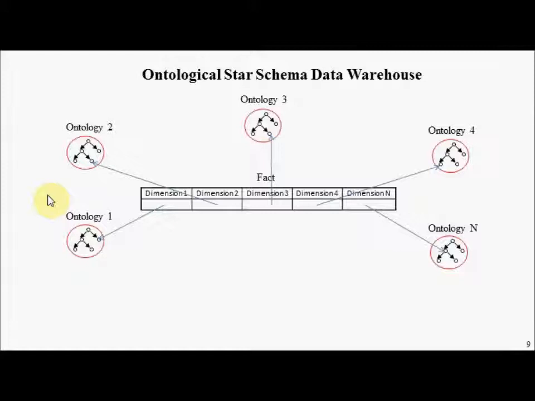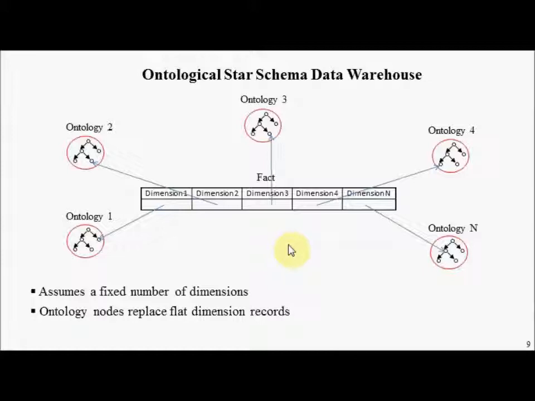In this slide here, we've taken our classic star schema data warehouse shown on the previous slide and we've performed a transformation. In particular, we've replaced the dimension tables here with ontologies here. So now all of the dimension columns here are pointing to nodes in ontologies. And so we still have a fixed number of dimensions in our fact table here. And as I mentioned, now the dimension tables are ontology nodes here.